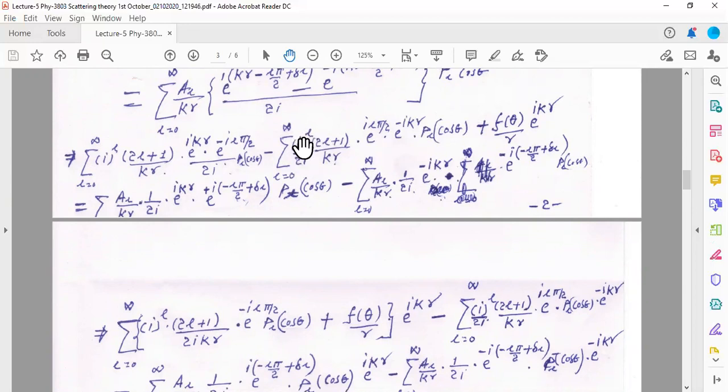So you have a sum over L, you see the sum over L. So this is a sum over L, i to the power of L, 2L plus 1 upon kr, e to the power of iL pi by 2, e to the power of i delta L, P_L cos theta, and e to the power of minus ikr. So I have a coefficient of the e to the power of ikr term. This is the coefficient of the e to the power of minus ikr term.